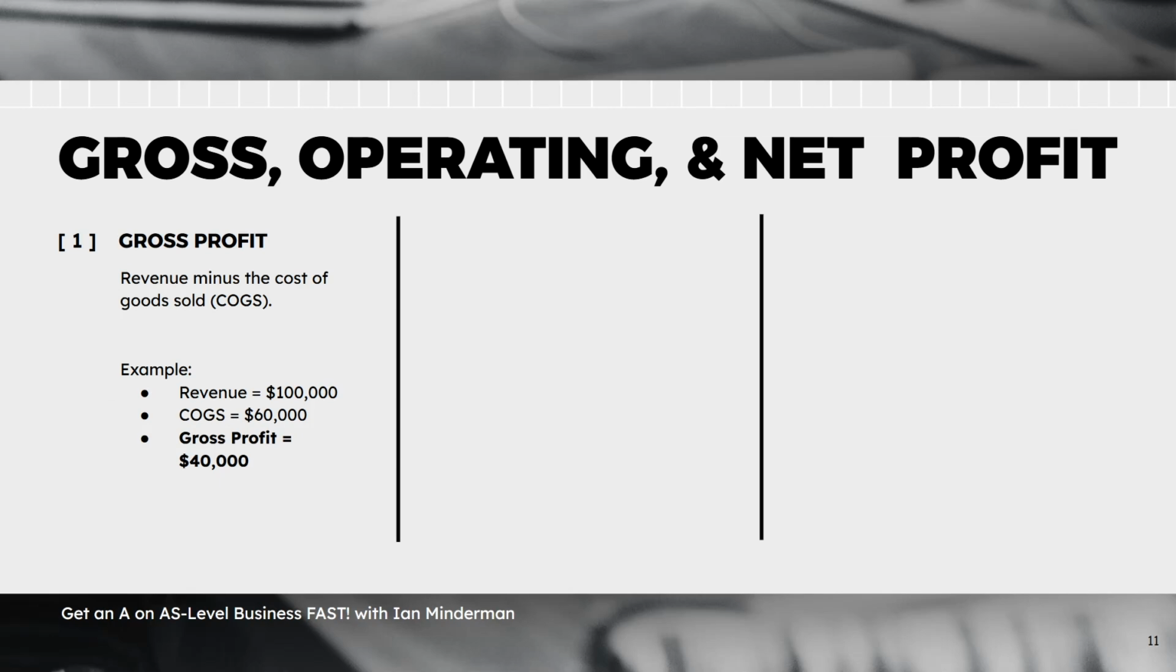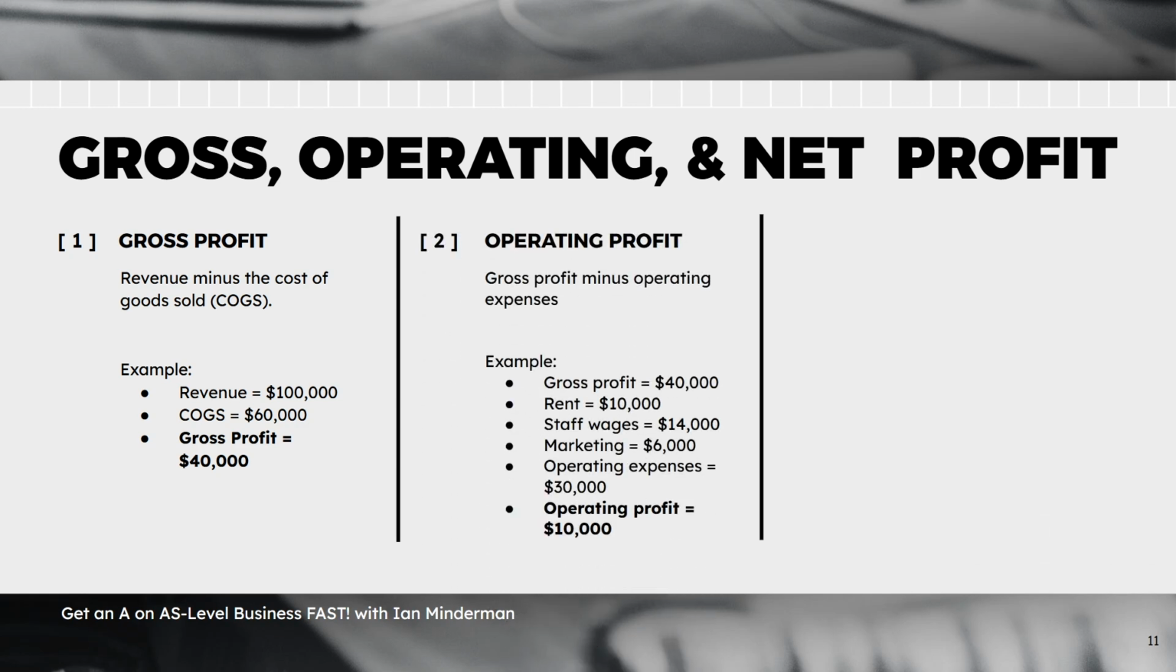So here's an example for you. Let's say your total revenue was $100,000 and your cost of goods sold was $60,000. So we subtract 60,000 from 100,000 and get 40,000. Pretty simple. Now, for your operating profit, it's the gross profit minus operating expenses. Now, operating expenses are things that you need in order to operate your business. These are things like rent, staff wages, marketing. So what you do is you add all those operating expenses up.